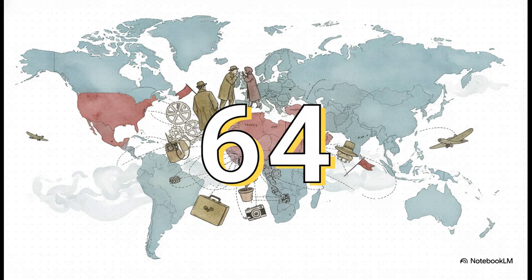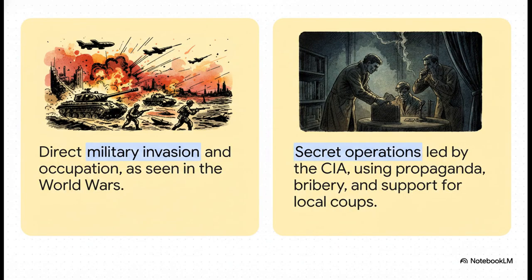The sheer scale of what happened during this period is just staggering. One study counted at least 64 covert or secret attempts by the U.S. to overthrow foreign governments during the Cold War alone. This was a massive, hidden war fought in the shadows, all with the goal of containing Soviet influence. So what did this new playbook look like?